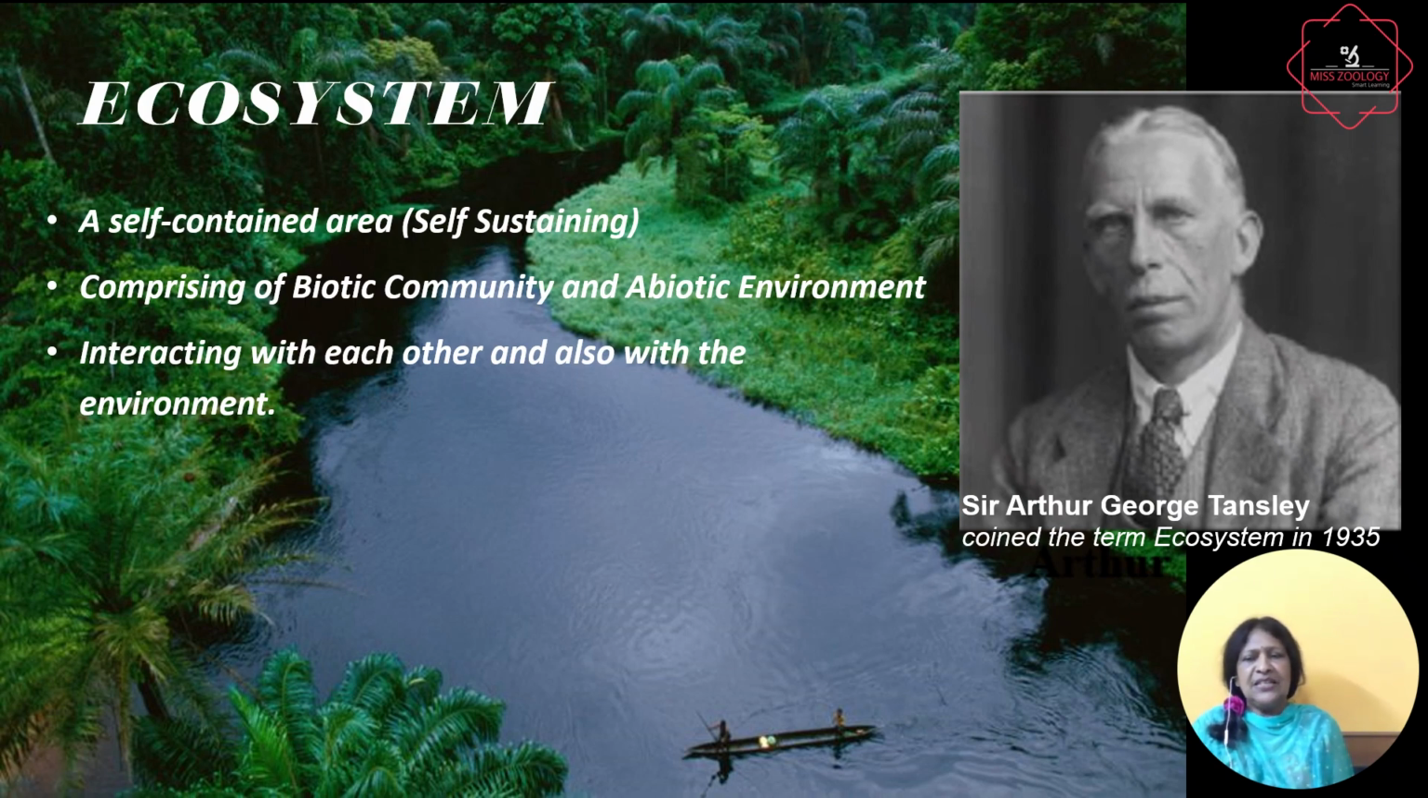Now let's know what an ecosystem is. An ecosystem is a self-contained area comprising of biotic and abiotic factors that interact with each other and also with the environment. I need to explain further, what does the self-contained area mean? A self-contained area is capable of replenishing itself without an external input.